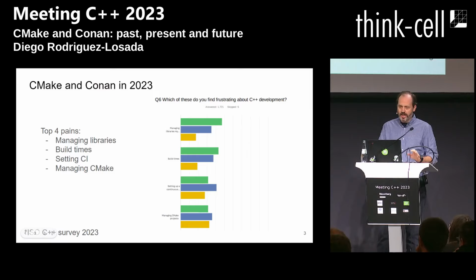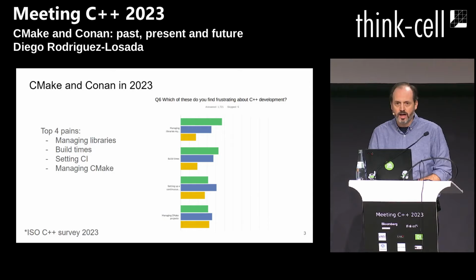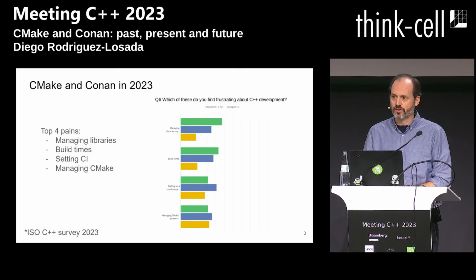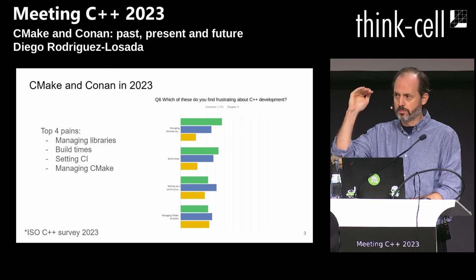Today I wanted to do this talk because this is the current state by the ISO C++ survey. The survey asks about the pains for developers, and the four top pains are managing libraries, build times, setting up CI, and managing CMake. Those are the four topmost pains in the survey.